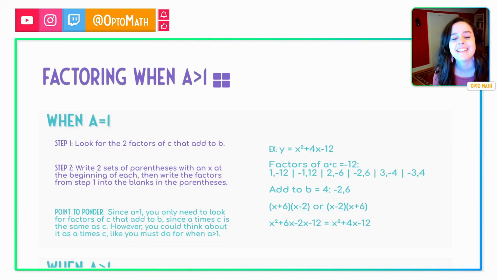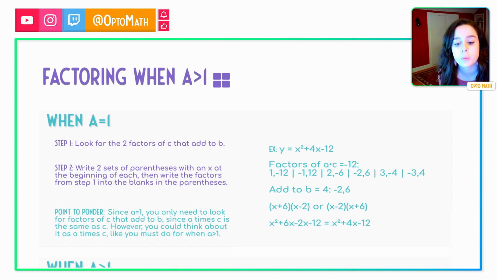Hey Opties! Today we're going to be factoring when a is greater than 1. Remember that we've been factoring trinomials when a is equal to 1. We've also done some GCF factoring and some difference of squares factoring. So let's go ahead and remind ourselves of how it works when a does equal 1.